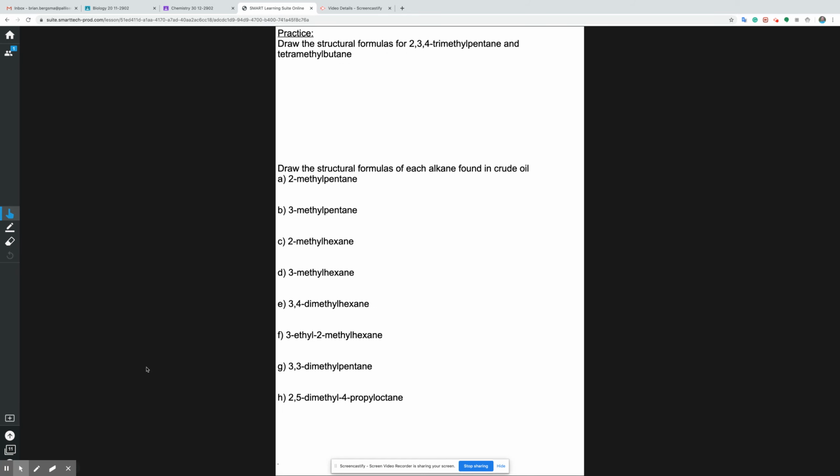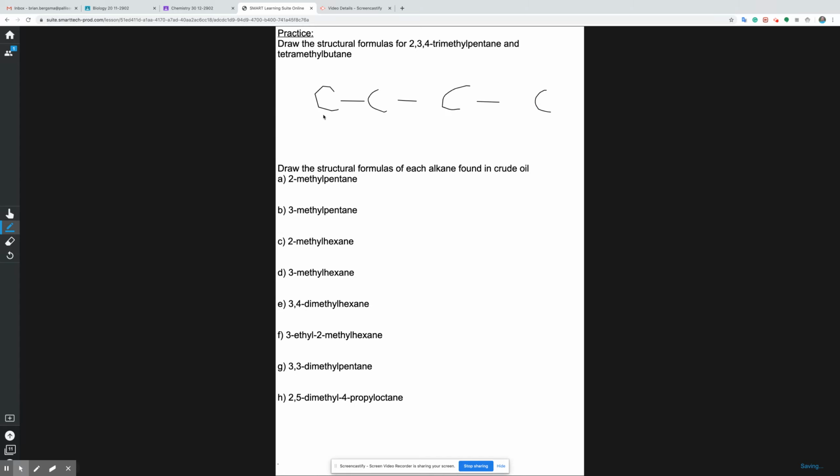Okay, so some more practice. A couple things: for this one, it doesn't give us any numbers. When it doesn't give us any numbers, that means there's only one place those branches can go. So if I was drawing tetramethylbutane, I'd start with my 4 carbon. There's my 4 carbon for butane.